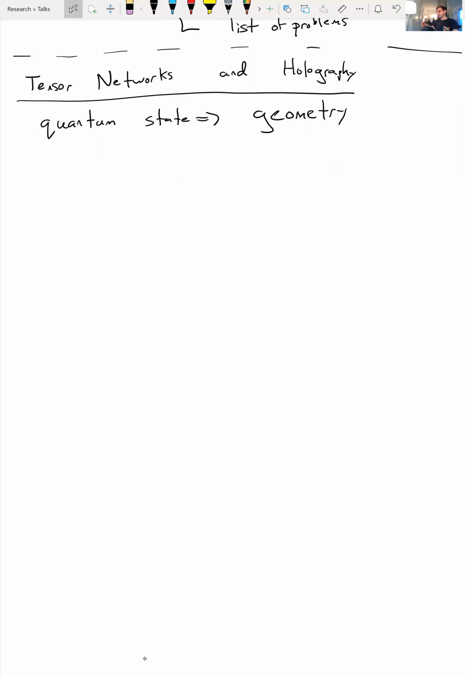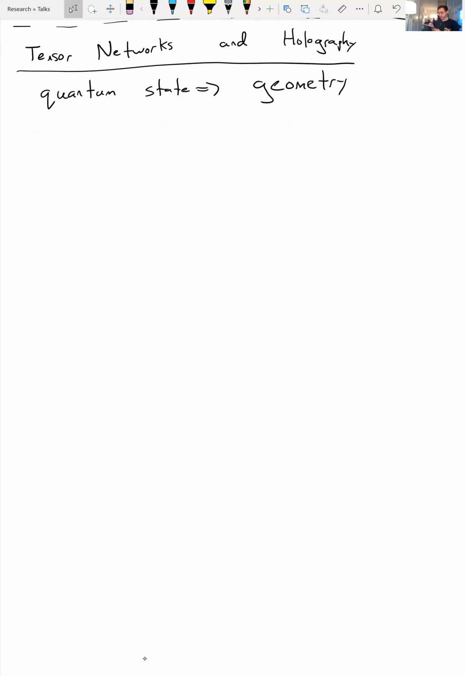So the goal is to associate to a quantum state a geometry. And one natural way to do that is to look at a circuit that prepares the state. So let me write this out explicitly. A tensor network, and this will be our preliminary definition, which we'll generalize momentarily, is a quantum state together with a circuit that prepares it.